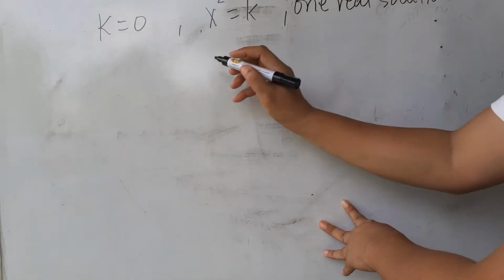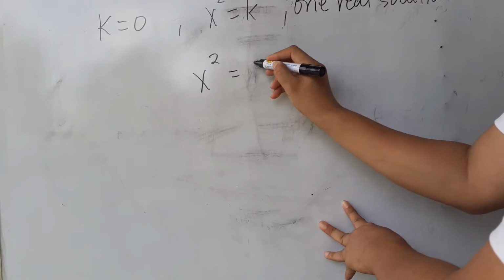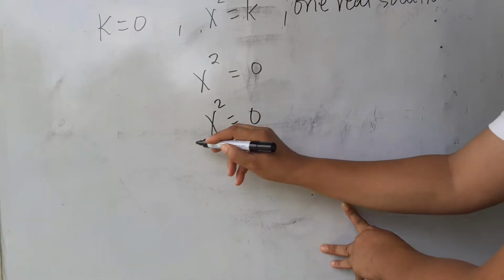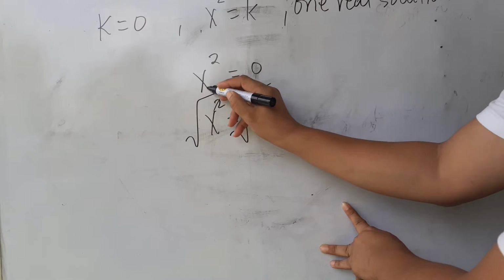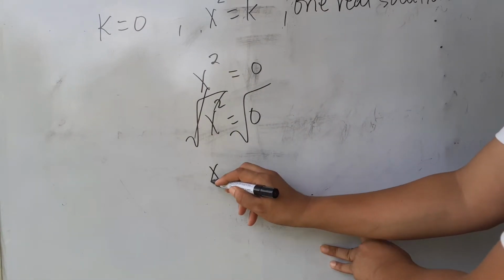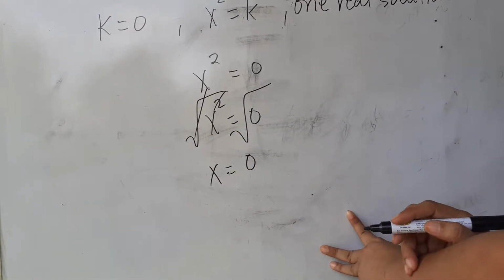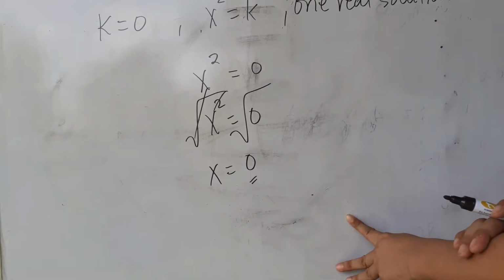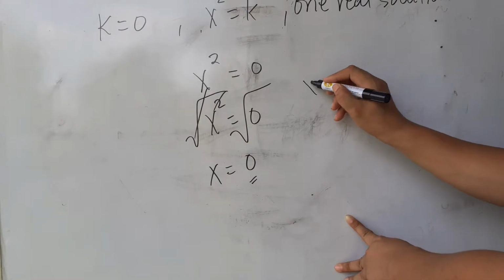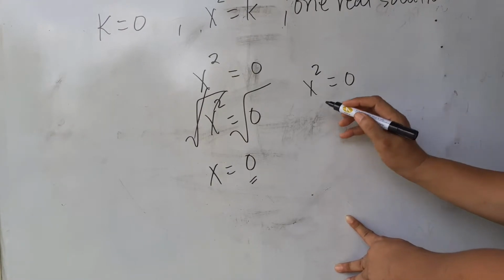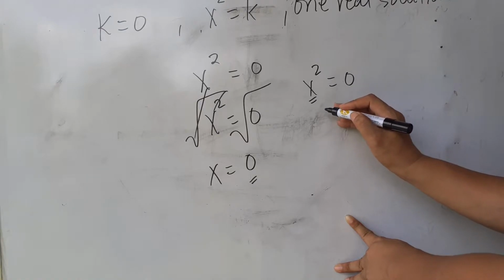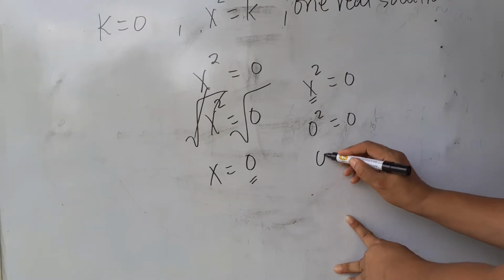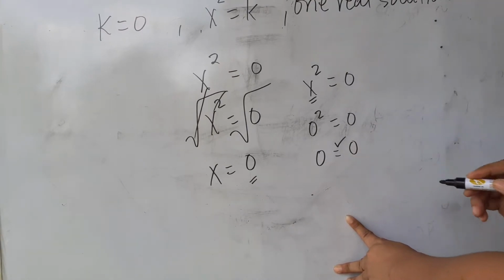Okay, example. X squared is equal to 0. Kapag kinuha po natin, ang square root ni 0 ay x is equal to 0. Ang 0 po is walang positive, walang negative. Kaya po siya ay isa lang po ang ating solution. So, we have x squared is equal to 0. Then, substitute po natin yung value na kuha natin kay x. We have 0 squared is equal to 0. 0 is equal to 0.